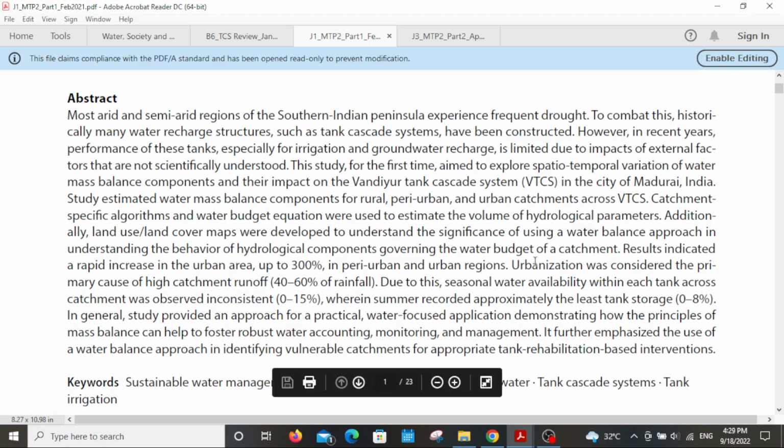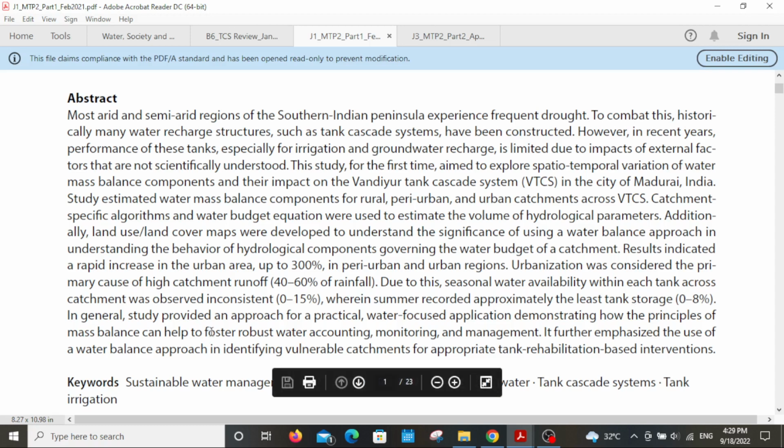So because of the urbanization, the land which is available for infiltration became unavailable, as the concrete land or the surface was closed due to construction activities, which prevented the surface water groundwater interaction, and as a result of which surface runoff increased, which was identified as 40 to 60% of the rainfall. Due to this, seasonal water availability within each tank across catchment was observed inconsistent, which is ranging between 0 and 15%, wherein summer recorded approximately the least tank storage, that is 0 to 8%.